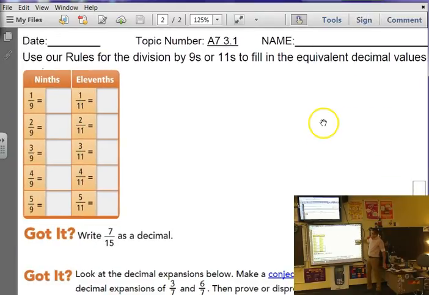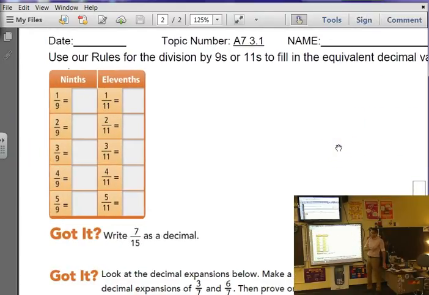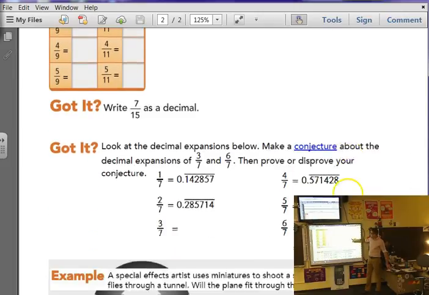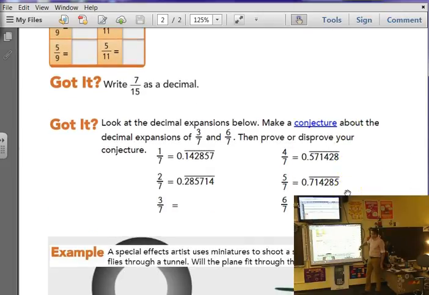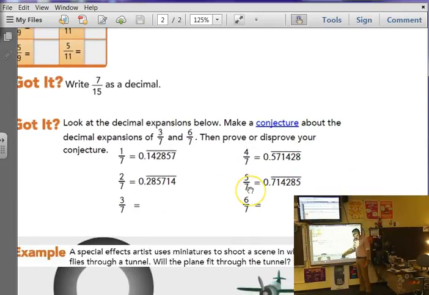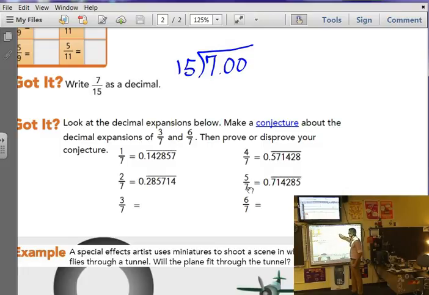On the back, we should be able to fill in all of these. So go ahead. With our rules from the front, we should be able to fill in all of these. Actually, I'm going to skip past that because we are pressed for time. So 7/15. Just go ahead and skip on down here. Don't worry about filling in that table. 7/15. Remember, numerator goes inside, denominator goes outside. A bunch of zeros.